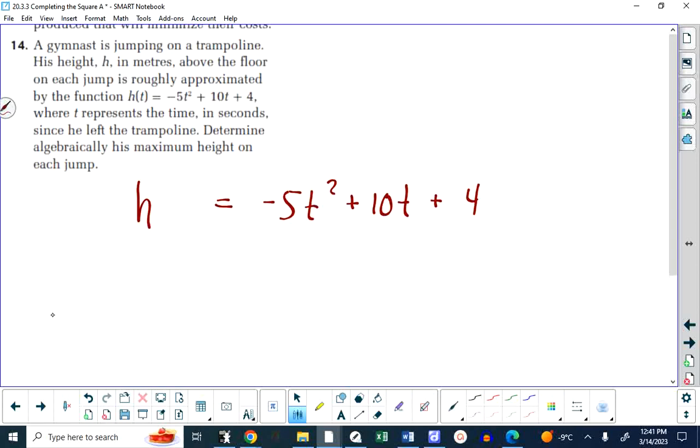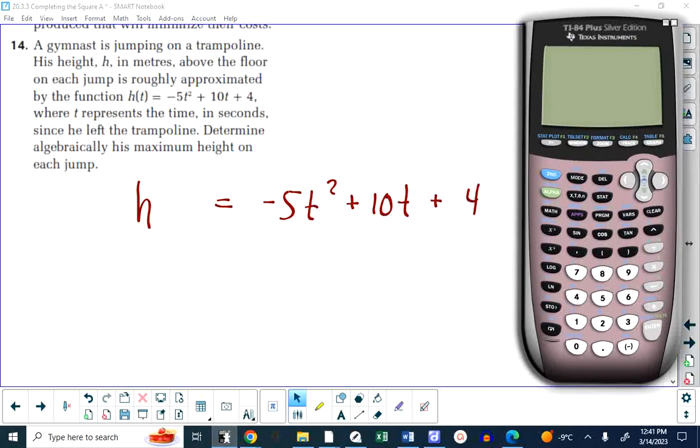What is the maximum height? So here's a perfect example. I can't help but look at this and determine what the vertex is algebraically because it's so simple. However, in order for us to do this on our graphing calculator, we need to graph it. So I'm going to enter in for y.